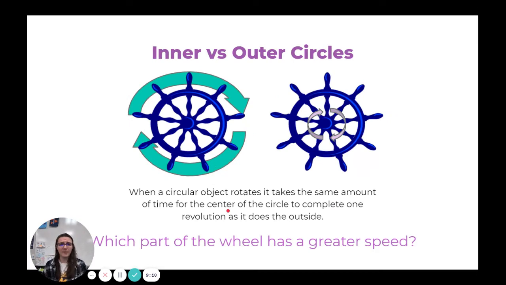Take a second now to think about inner versus outer circles, and for example, this wheel. When a circular object is rotating, it takes the same amount of time for the center of the circle to complete one revolution as it does the outside of the circle to complete one revolution. So take a second to pause, think about it, talk with somebody you know. Which part of the wheel do you think has a greater speed?